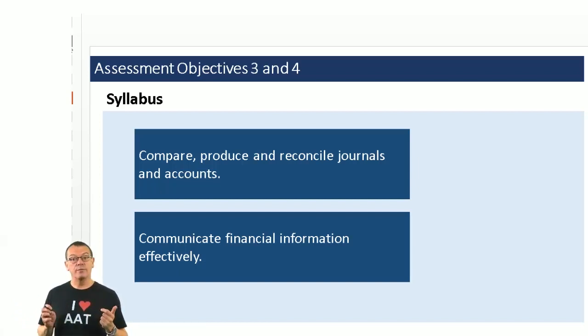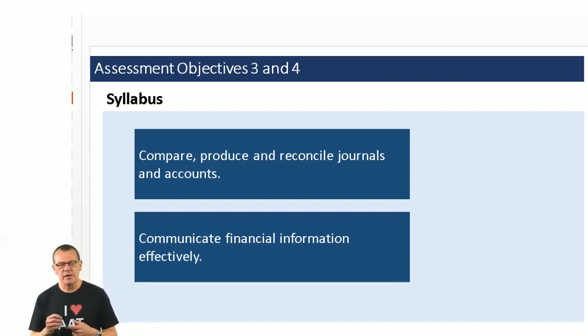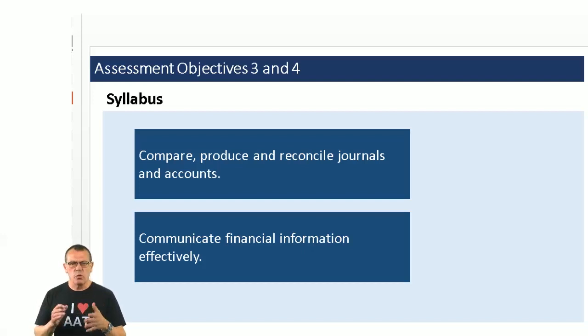Assessment objective 4. We're going to communicate financial information effectively. And effectively sort of gives us leaning towards the working effectively unit. So again, it's financial information, but it's effective communication. How do we do this? Okay, how do we score marks on it, which is more to the point?